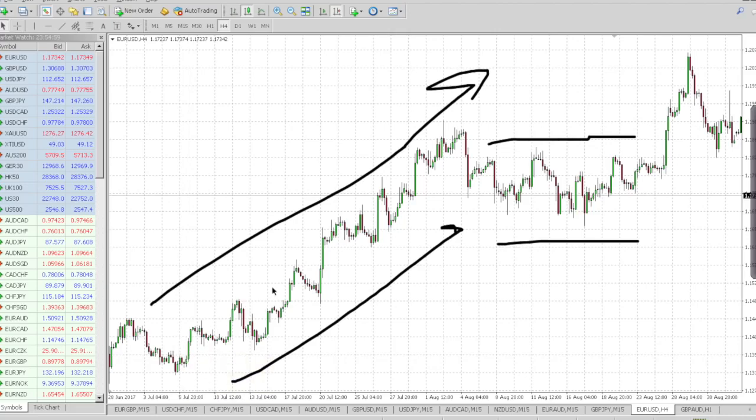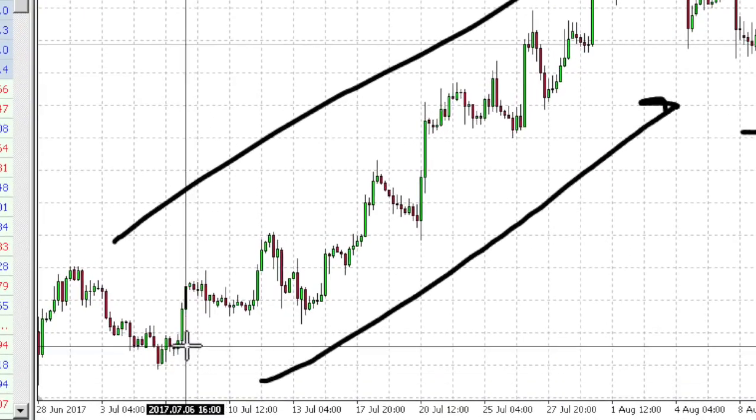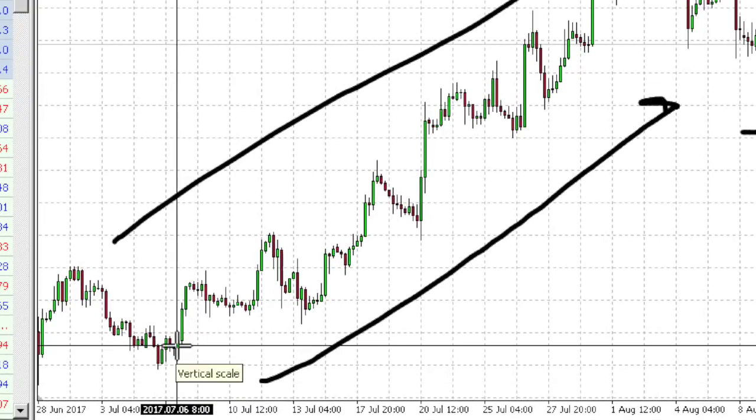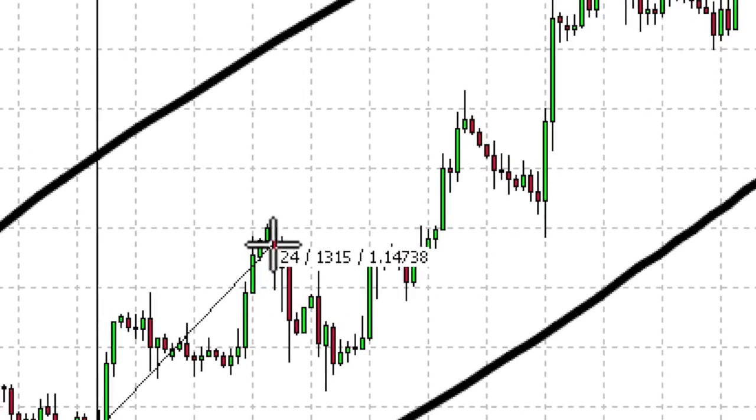Let me take a look. Yeah, in fact, shorter than that. So for a swing trader, let me zoom in a bit. Okay, so they may buy somewhere there, and they may even sell just there. So they captured about 100. You can see 1315 at the center. So that's 131 pips. All right, so they captured 131 pips.